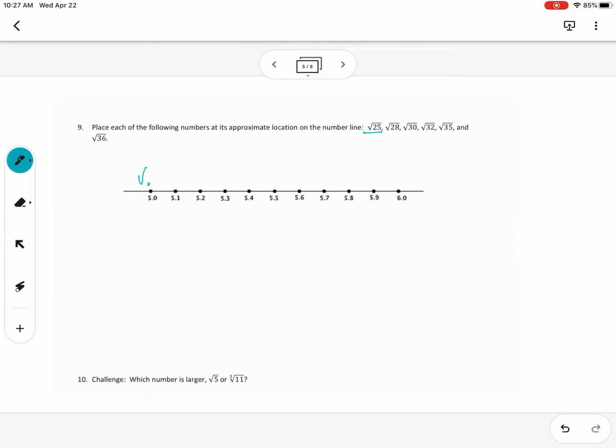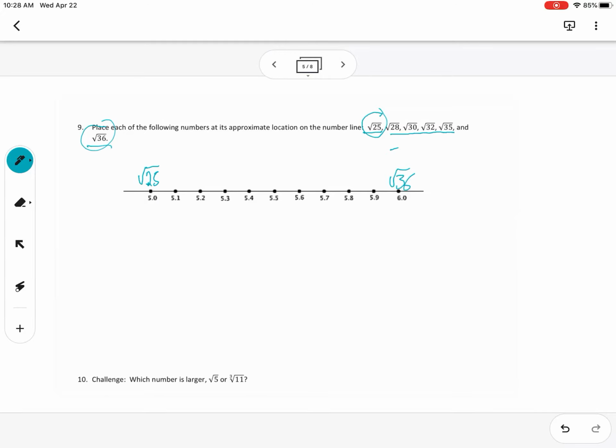Make that look a lot better. Square root of 25. And let me read the directions first. It says place each of the following numbers at its approximate location on the number line. I know the square root of 25 is exactly 5. I also know that the square root of 36 is exactly 6. And so I know these 4 here are going to go between these two, between the square root of 25 and the square root of 36. So I know all of my answers are going to be like 5.0 something up until 5.9 something. Just got to plug in my calculator and put them approximately where they go.